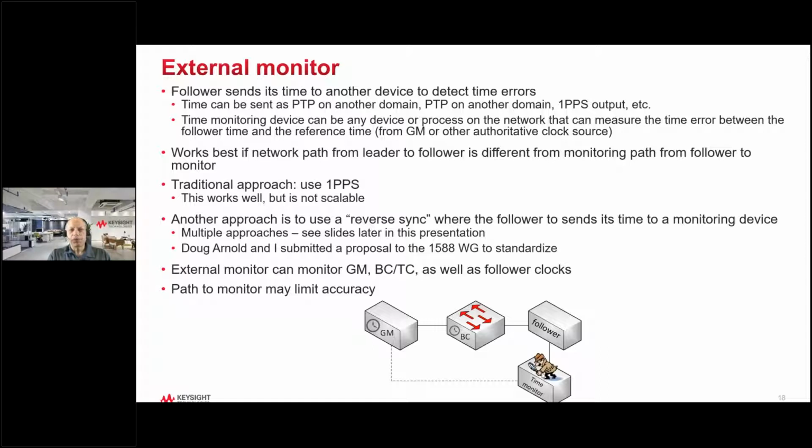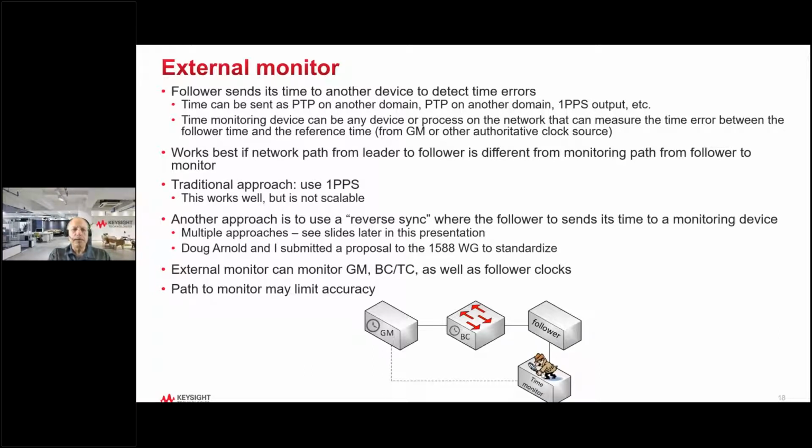The traditional approach to use an external time monitor is to use a 1 PPS output. And this works well, but it's not scalable. Another approach is to use a reverse sync where the follower sends each time to a monitoring device. And there are multiple approaches. I'm going to show some slides in this presentation. And Doug Arnold and I submitted a proposal to the 1588 working group to standardize this. And we'll talk about that. And the external monitor can monitor not just a follower, but at least in theory, it can monitor any PTP device, including a GM, a BC, or a TC, as well, of course, as an ordinary follower.